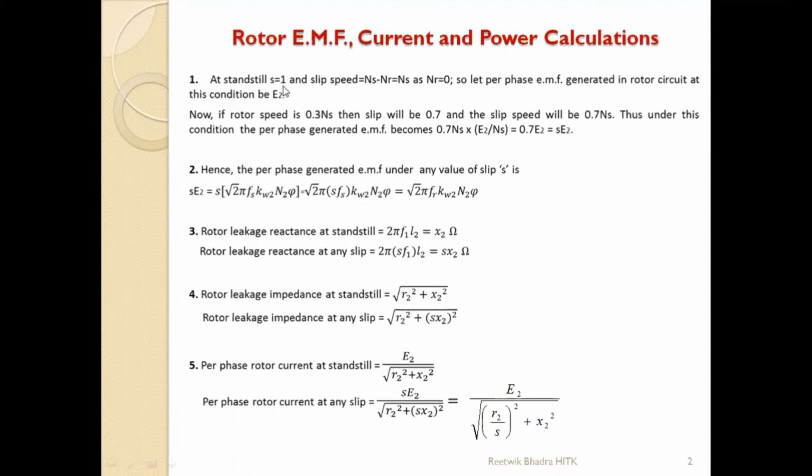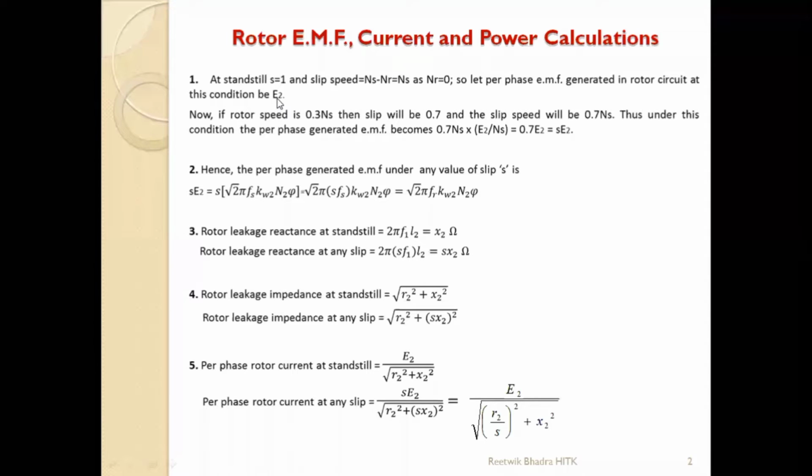So at this starting point, when slip is 1, that is, rotor is stationary, let the EMF generated in the rotor circuit be E2. If it is stator, it will be E1. You know all these conventions from transformer only. And I have taken per phase EMF. So remember, we are talking about three-phase induction motor. So star and delta connections will come in problem.